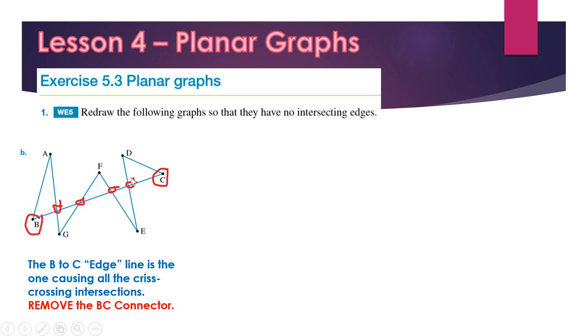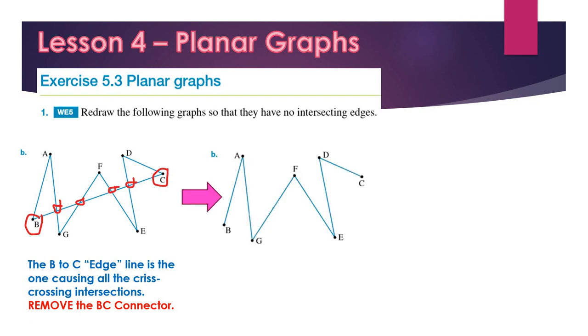We've made 4 intersections there, 4 X's, and that's bad. So let's just remove that B to C connector using some magic from Photoshop, the eraser, when you copy it in, and that's what we've got left. So we need to figure out how we can connect up B to C without crisscrossing and ruining our shape.